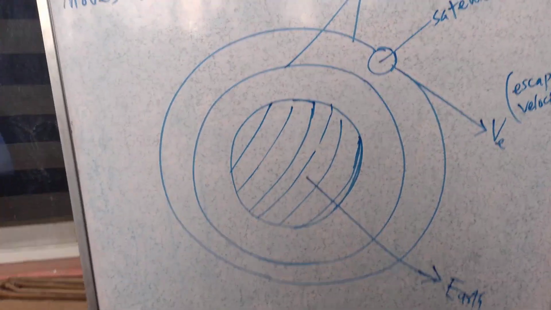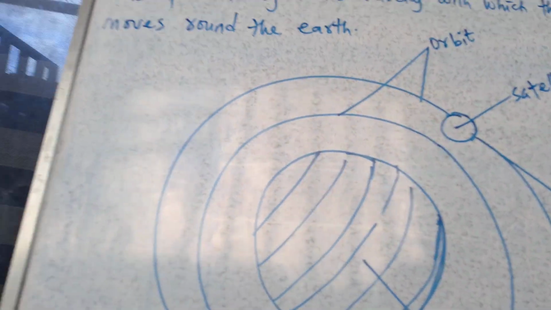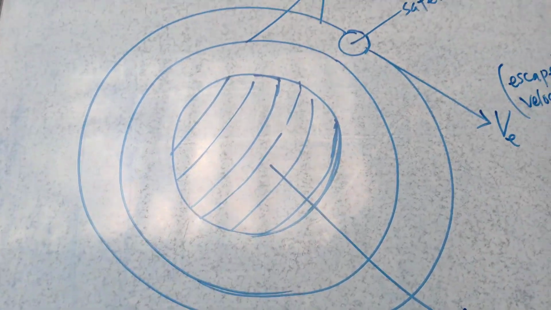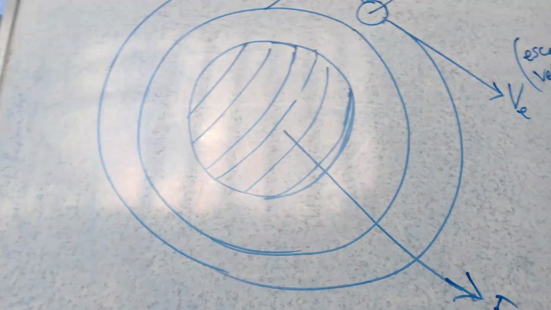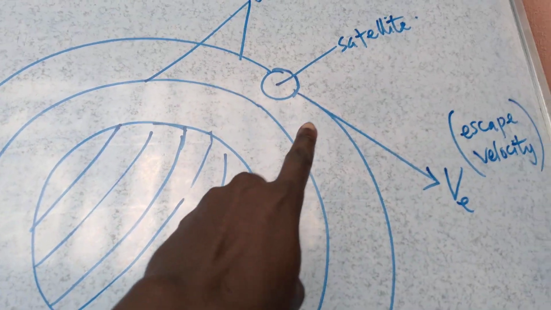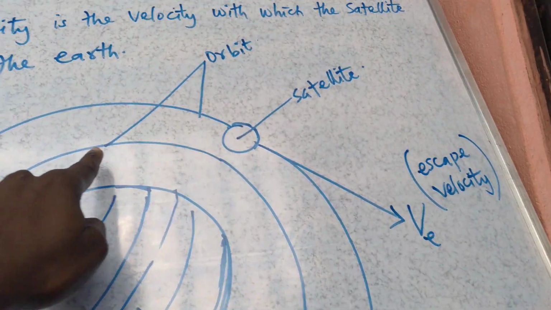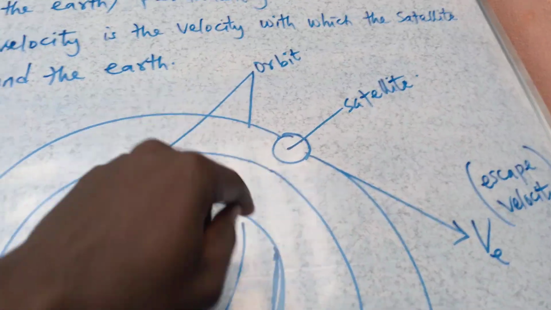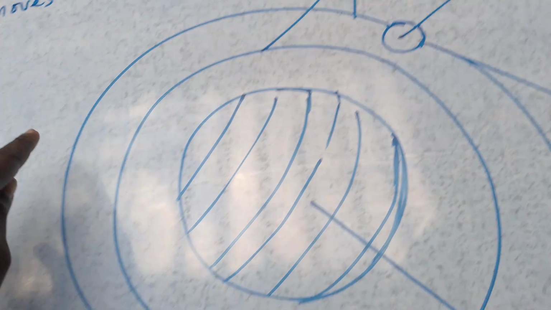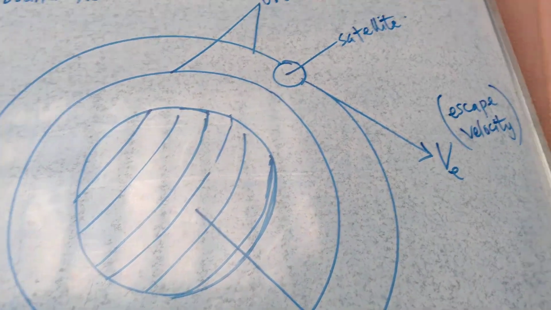Okay, so we're having something like this, and then this is the Earth. That's the diagram of the Earth over there. Okay, and then we have a satellite that is orbiting the Earth. This shows us the orbit. The satellite is revolving around it.